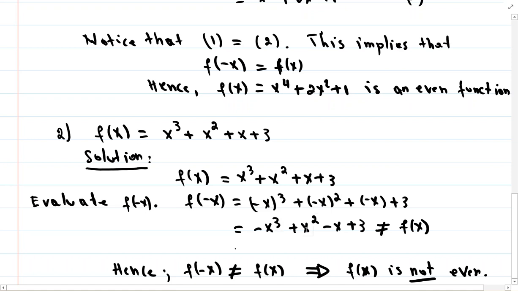Negative x squared is just x squared, and then here we have negative and plus, which gives us negative. So the final answer is negative x cubed plus 2x squared minus x plus 3, which is not the same as the original f of x. So in conclusion, this function is not even.